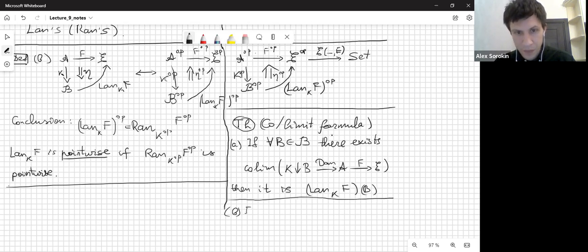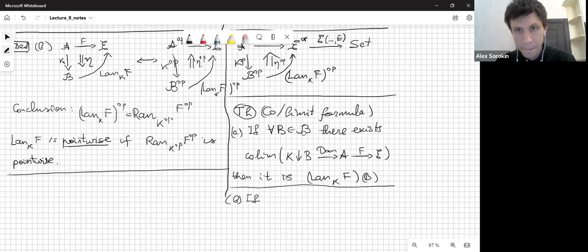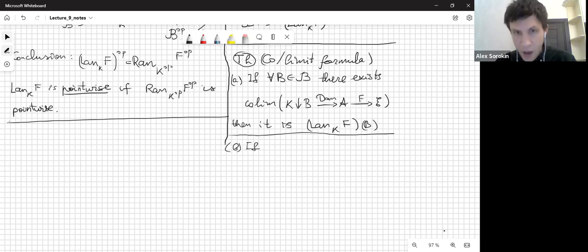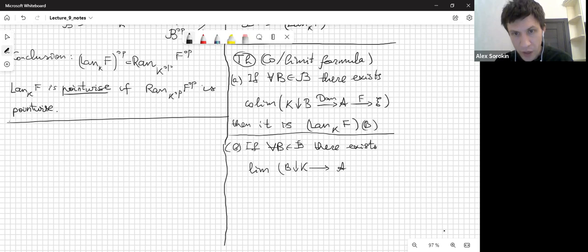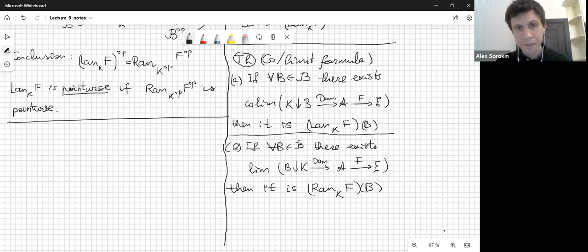Part B. If for every B in B, there exists the limit of B over K, to A, domain, E F, then it is the right Kan extension of F along K at point B. So it's also an existence theorem.